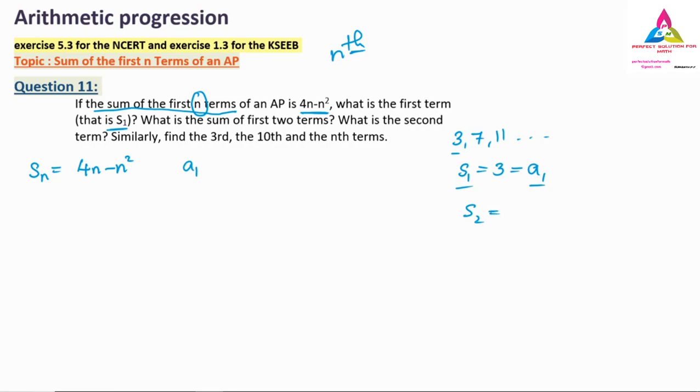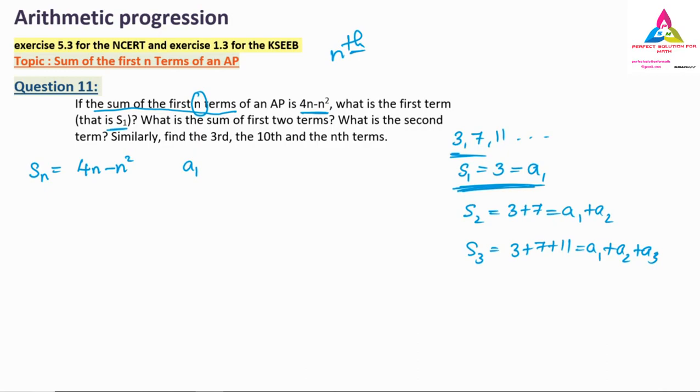In S2 we have to add the first two terms, that is 3 plus 7. It is nothing but a1 plus a2. Understood? Only in one case it will be equal, that is the first term, because S1 and a1 both are equal, as only the first term we have to consider. If it is S3, I have to add 3 plus 7 plus 11, three terms. It is nothing but a1 plus a2 plus a3. In this way three terms I have to add.